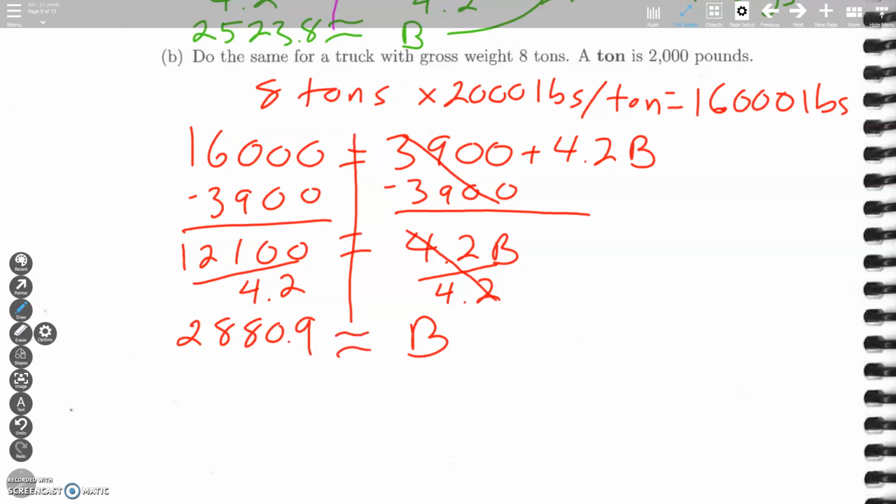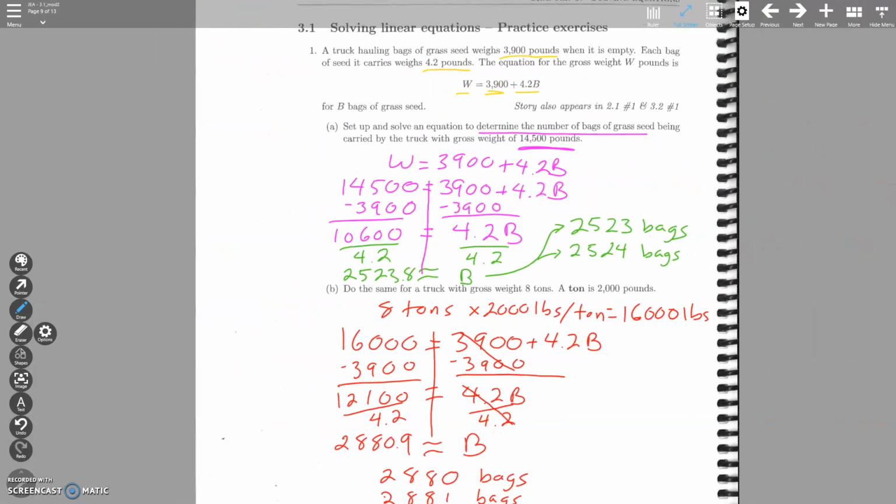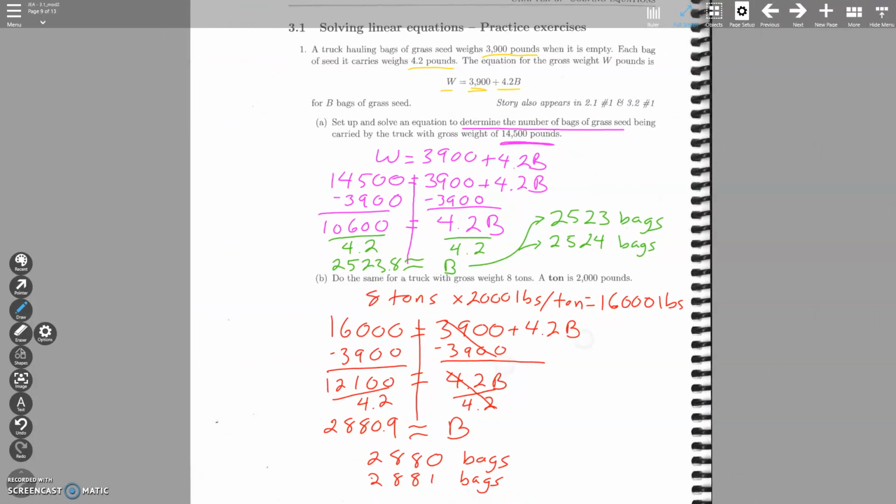So then again, we could say the truck is carrying 2,880 bags of grass seed, or 2,881 bags. That one extra bag might be all the difference between the 16 and even 16,000 or not. That 9/10 is pretty close to a whole bag, so we could probably round up. But either answer would be acceptable in that case. All right. So that is question number 1. All right.